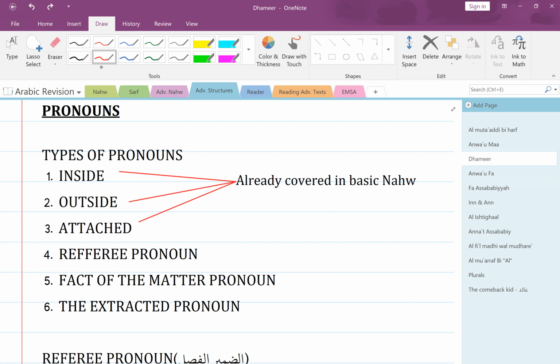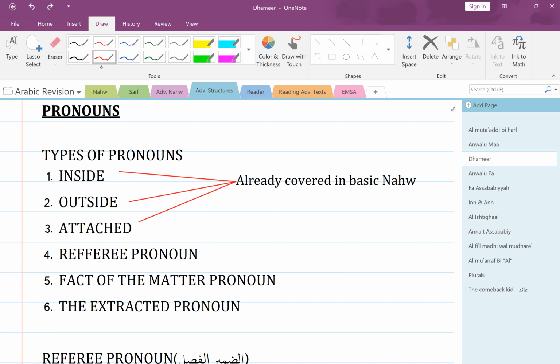And then you have the attached pronouns, okay? These are pronouns that are attached, for example, to an isim, ismuhu, kitabuhu, qalamuhu. The hu or the ha or the kum or the ki, those are the attached pronouns. Or arsalna, no, that is an inside pronoun. But if I said, for example, ja'a bika, so that ka would be the attached pronoun. So those 3 we already covered in basic Nahu.